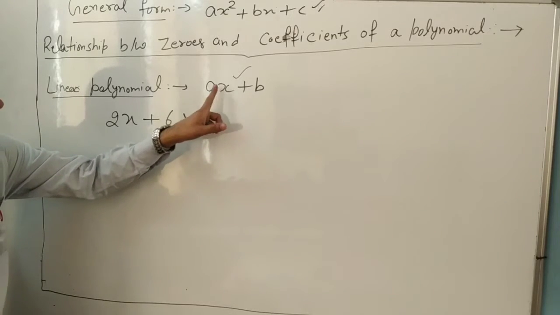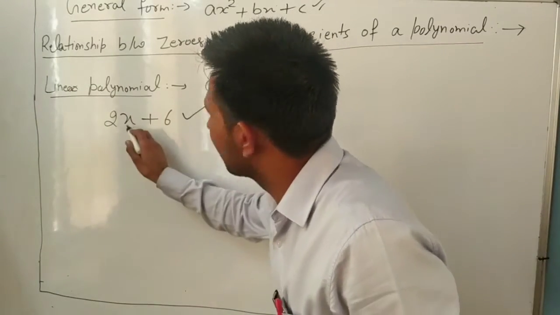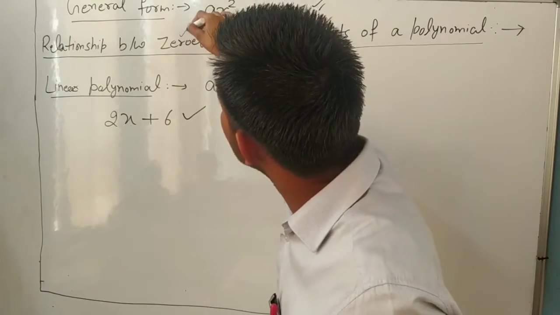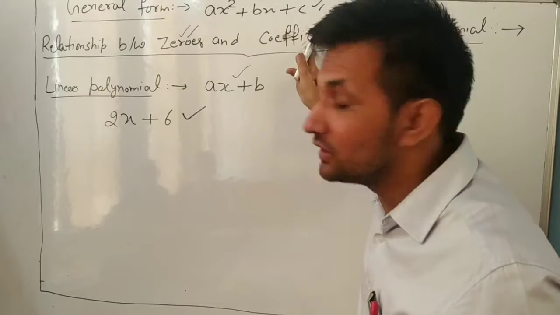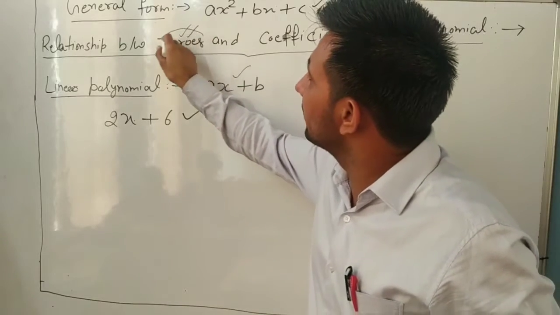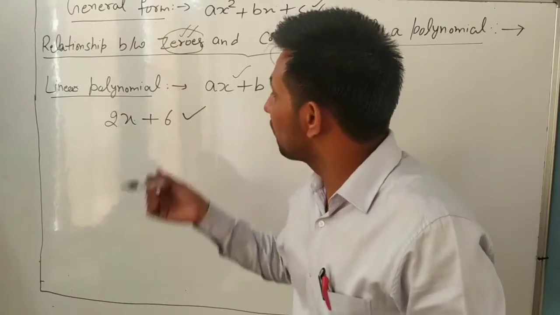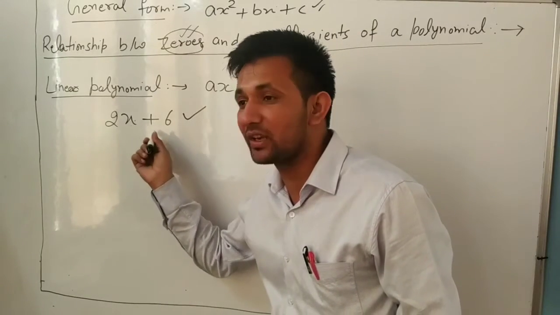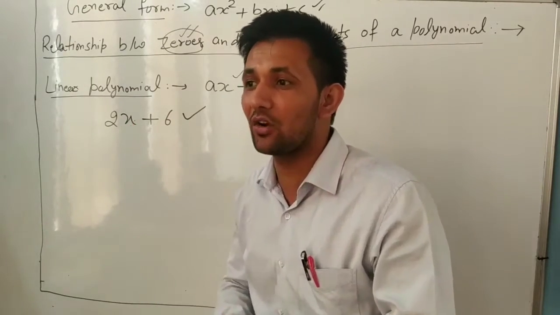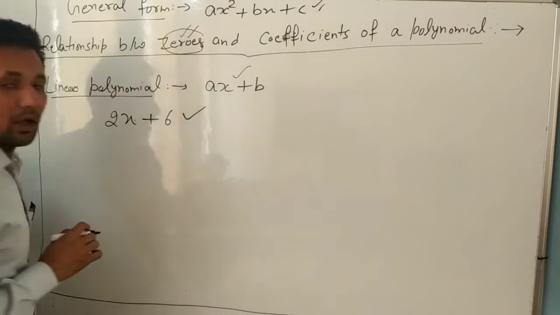Similarly, a and b are real numbers here. Look, what is a? 2. b is 6, and we have to find the relation between zeros and coefficients. The coefficient of x is 2. Now look, we want to find the zeros. What are zeros? Zeros mean a value of x. What value we will put for x so that the polynomial becomes 0. Understand or not?